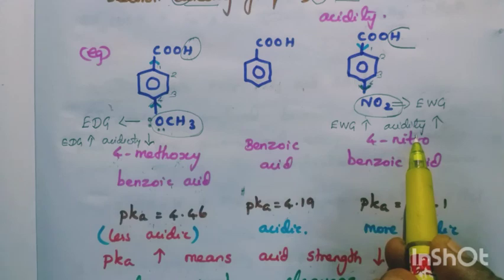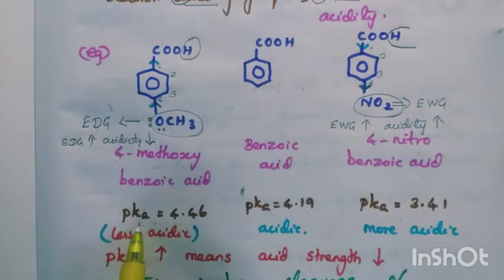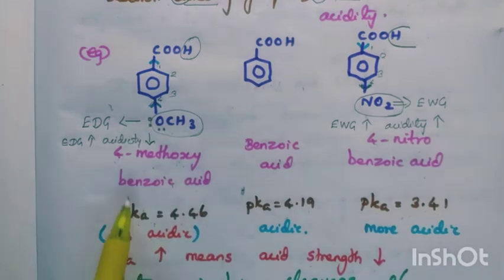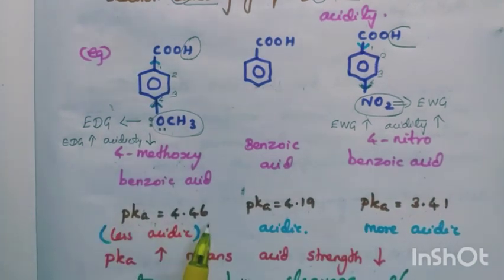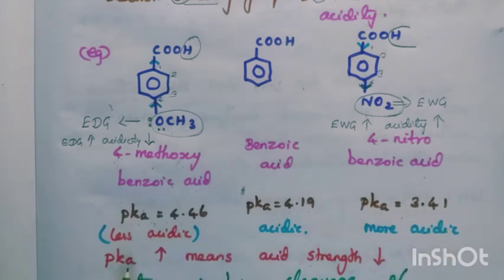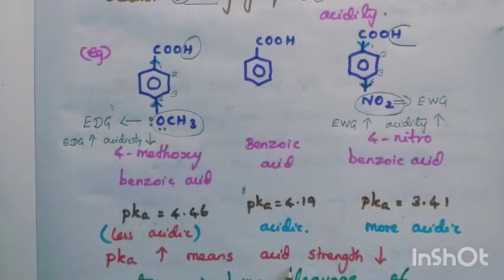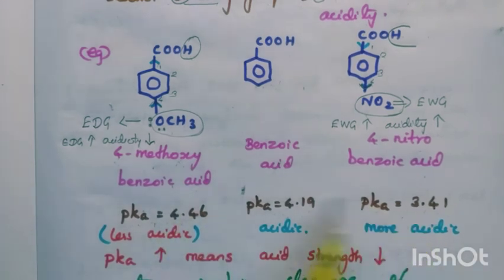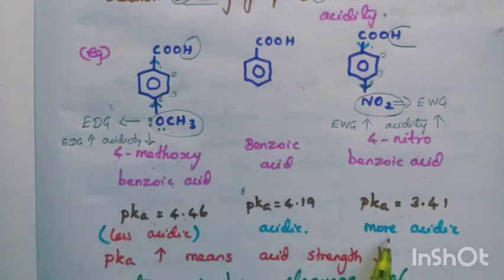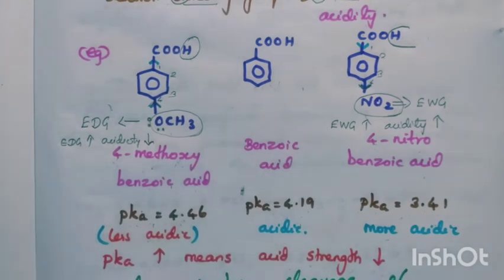From the pKa value we can explain whether it is a strong acid or weak acid. The pKa for the electron donating group compound is 4.46. Without any group it is 4.19. With the electron withdrawing group it is 3.41. What is the concept we studied? As the pKa value increases, acid strength decreases. Comparing these three, this has the highest value, so it is less acidic. This is more acidic. This is medium. So normally, as the pKa value increases, acid strength decreases.